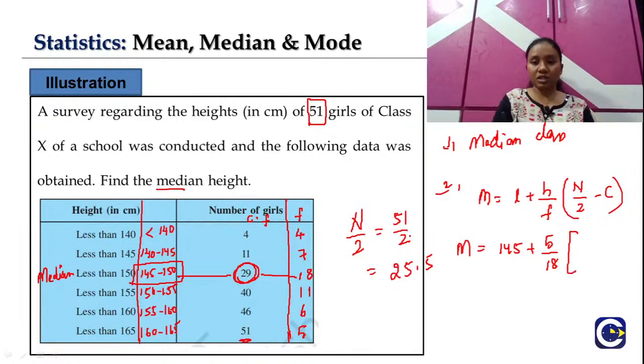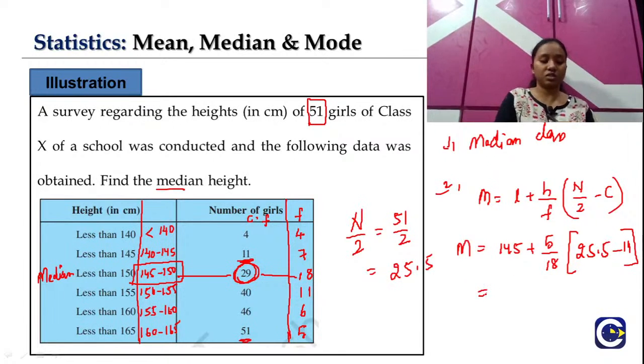And n by 2, just now we have found out the value of n by 2, which is 25.5. And C is the cumulative frequency of the class preceding the median class, which is 11. So we got all the unknown values here. Now we have to simplify it in order to find the median of this given continuous distribution.